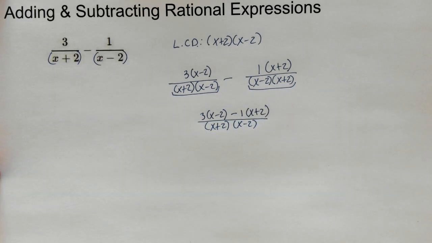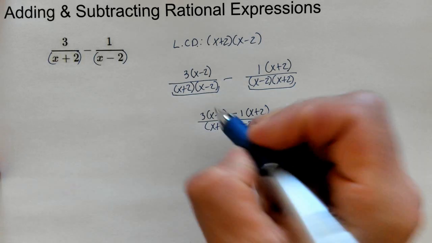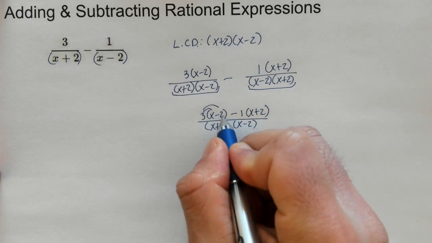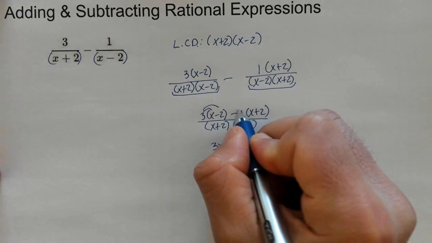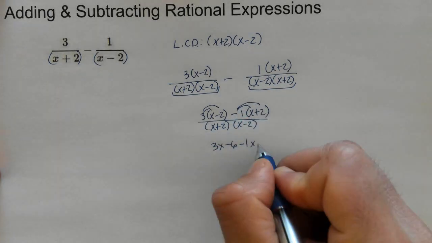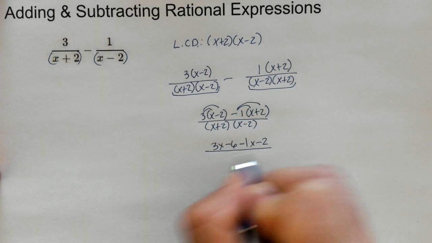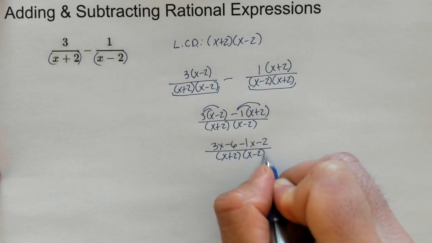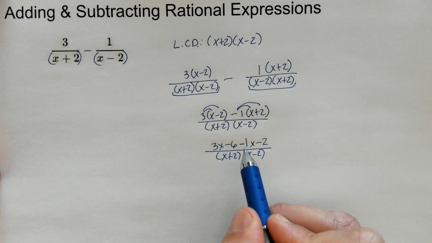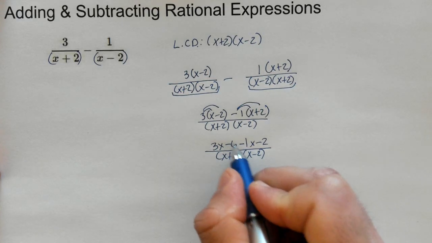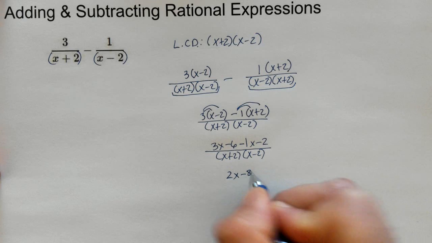Once I can combine the two fractions into one, my goal is really just to simplify. So let's distribute. 3 times x is 3x. 3 times negative 2 is negative 6. Negative 1 times x is negative 1x. And negative 1 times 2 is negative 2. As I distribute, I can get rid of the parentheses, and I can still combine a few things, right? 3x minus 1x is 2x, and negative 6 minus 2 is negative 8.